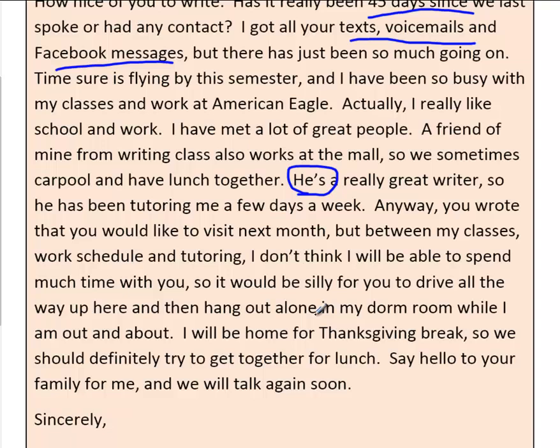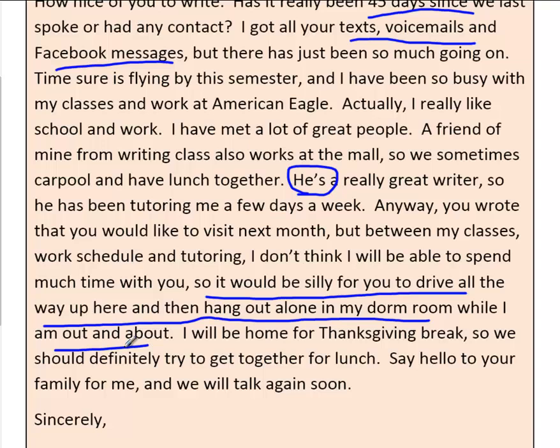In fact, when we read between the lines, we're able to figure out that even if he does make the trip, she's not planning on spending any time with him. Right about here, she tells him, "It would be silly for you to drive all the way up here and then hang out alone in my dorm room while I am out and about." We know who she's going to be out and about with. Our suspicions tell us it's definitely going to be that other guy, which is just cruel.